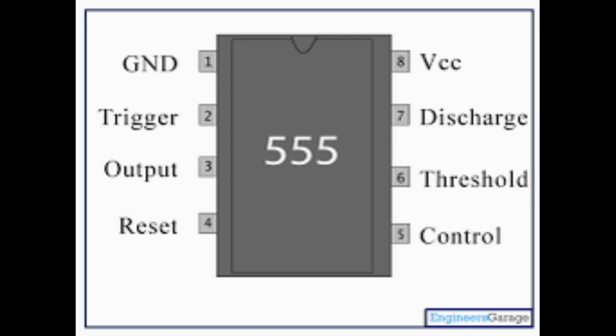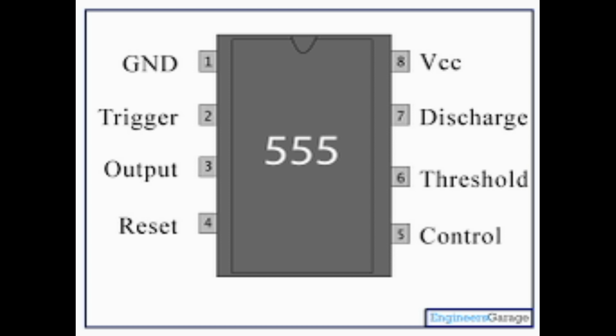What is a 555 timer? A 555 timer is a type of integrated circuit, also known as a chip, which is extremely popular for a variety of purposes. Its main use is as a timer, but it can also be used as a multivibrator.